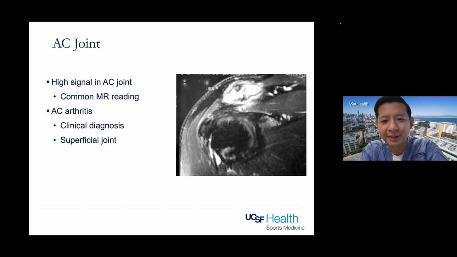So when you get an MRI of the shoulder, almost every AC joint looks terrible. Just because there's fluid there, even if there's a little bit of arthritis, it's a very frequently overread diagnosis of AC arthritis when you get an MRI of the shoulder. So if they don't have a prominent spur, and it's not painful when you palpate the AC joint, we definitely will just leave these alone.